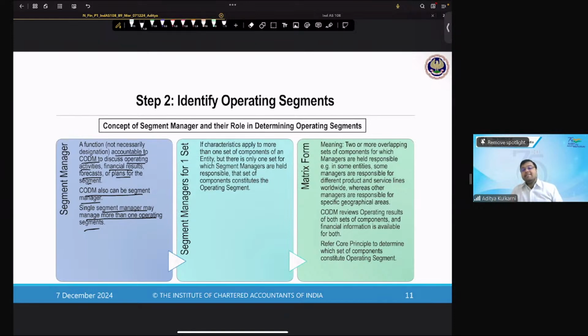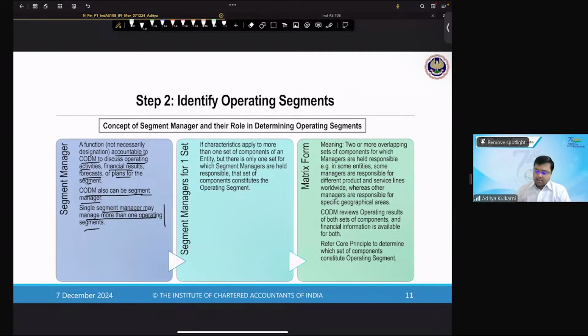Segment manager is a function. It is not a designation. You cannot say that a business unit head becomes a segment manager, or I need to give the categorization of segment manager to that individual. Okay. He is responsible to report to the CODM. What will he report? Operating activities, results, forecasts, or plans for the segment. CODM also can be a segment manager. A single segment manager may manage more than one operating segments. Is it okay? समझ में आ गया?